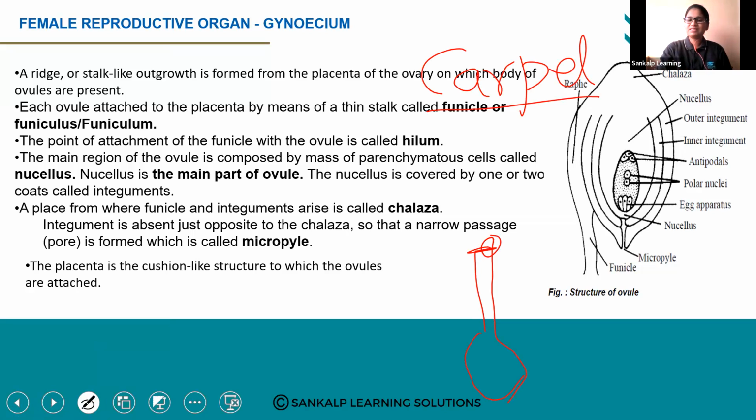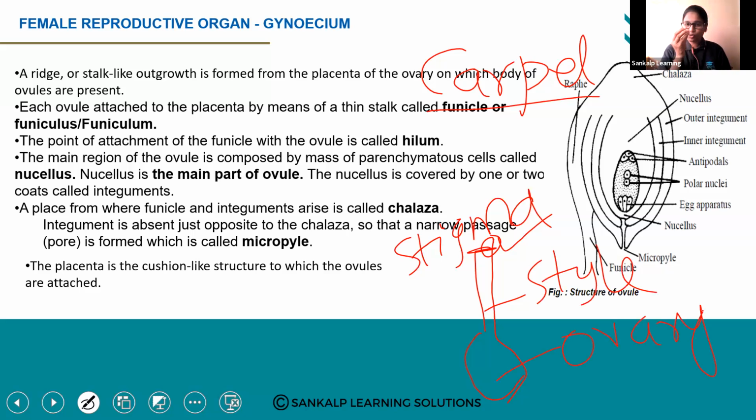So the pistil consists of mainly three parts, Jyoti. The first one is the stigma, which is a receptacle, right? The next one is the style. The next one is the ovary, right? Stigma, style, and ovary. After fertilization, what does the ovary become? It will be converted into fruit, right?